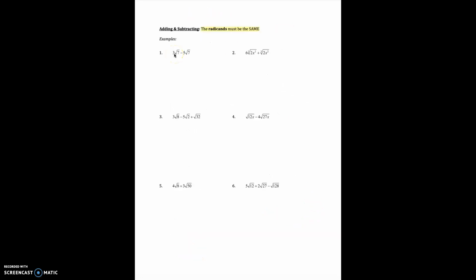Now we're on to adding and subtracting. So you have to have the same radicand. You also need the same index. So same index of square root here, and we have 7. So 3 minus 5 is a negative 2 root 7.